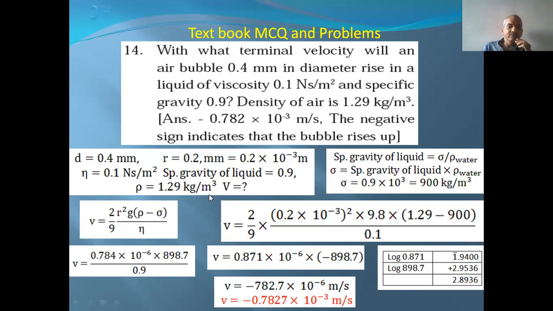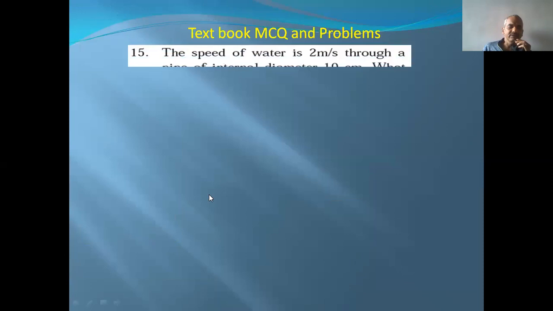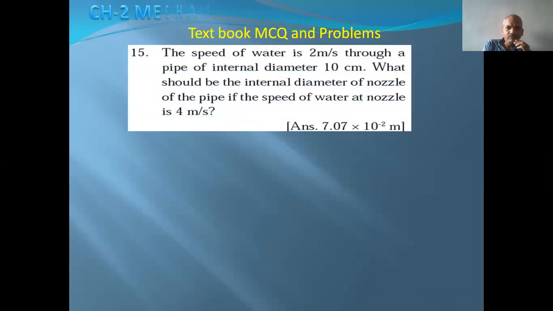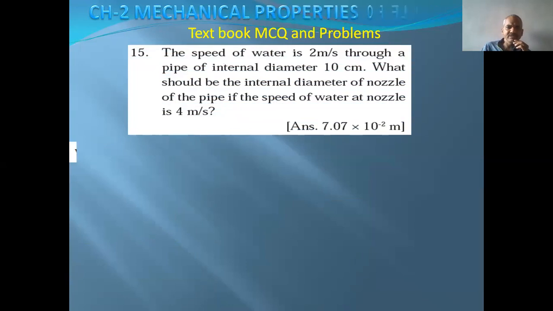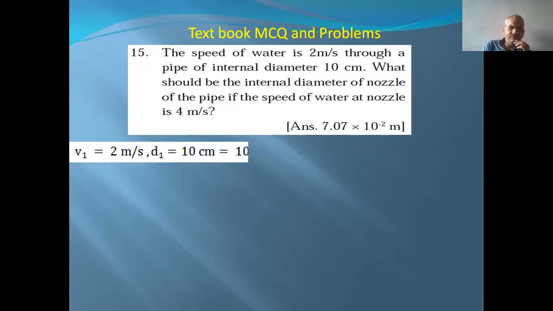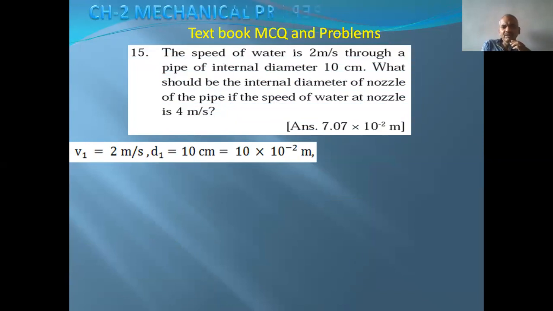Okay, the next problem, that is number 15. The speed of water is 2 meter per second through a pipe of internal diameter 10 centimeter. Speed of water, that is v1, is given as 2 meter per second. The internal diameter of this pipe is 10 centimeter. We write d1 as 10 centimeter. It is 10 into 10 raised to minus 2 meter.